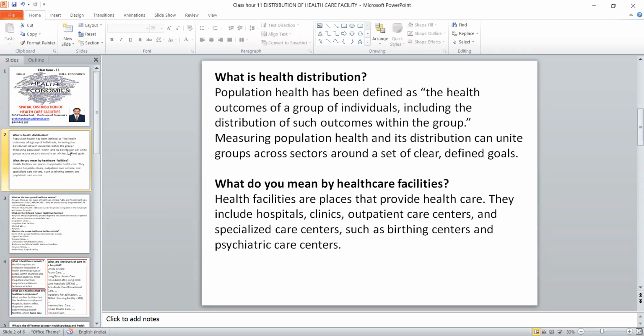Second possible Section A question: what do you mean by healthcare facility? The first was distribution of health; the second is the facilities through which we are able to provide it. Healthcare facilities are the places where we can provide healthcare. They include a number of centers like hospitals, clinics, outpatient care centers, specialized care centers, or some Anganwadi. All these also represent healthcare facilities.